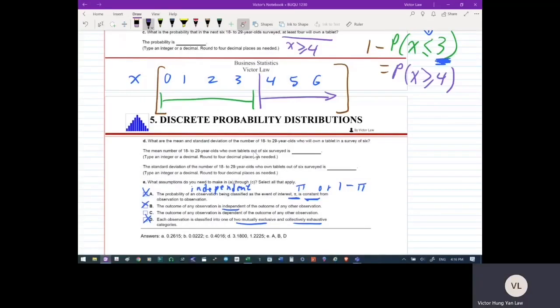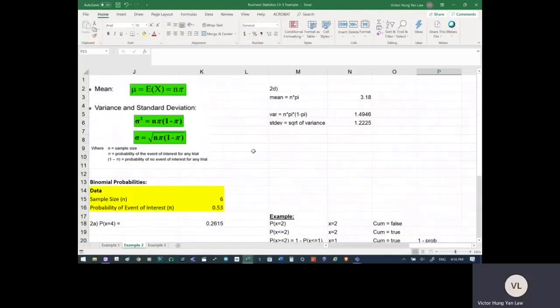Part D, the mean and standard deviation of the number of 18 to 29 year olds who own a tablet in a survey of 6. To calculate the mean, variance, and standard deviation, we're going to use the formulas given in the lecture notes. To calculate the mean, we're going to take n times pi. n is your 6, and pi is your 0.53. Once we multiply that, you're going to get 3.18.